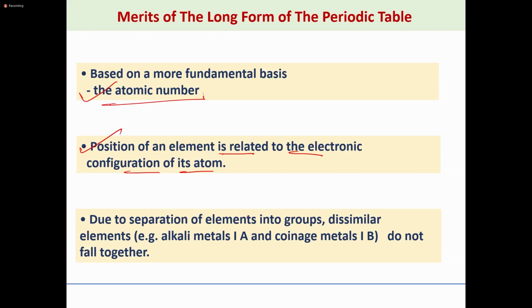Due to the separation of the elements into these groups, dissimilar elements, such as the alkali metals and the coinage metals, are separated. That means the alkali and alkaline earth metals do not fall together. If you say these elements have some similar type of character, we could actually mix them up. But here, these elements have been arranged in this way. We cannot mix up these two types of elements, alkali metals and alkaline earth metals. So this is a great achievement of the periodic table. So these are the merits.